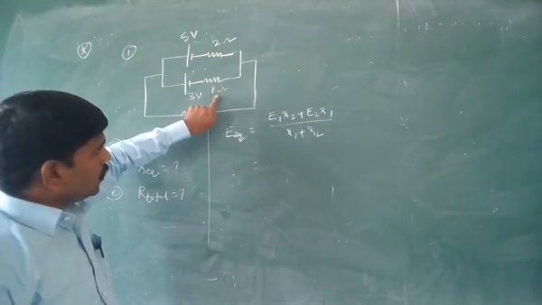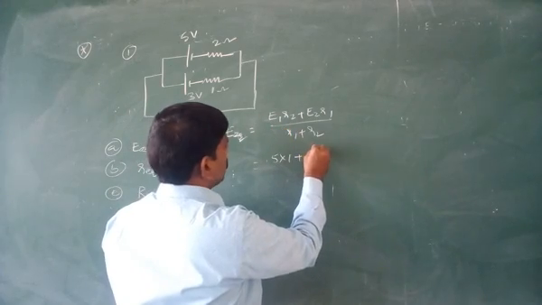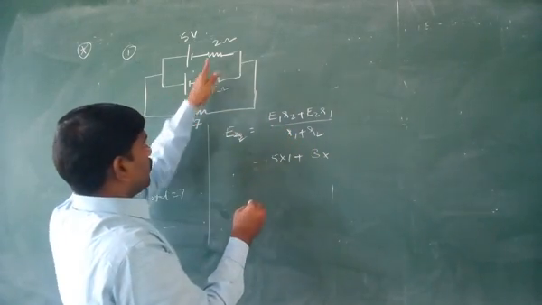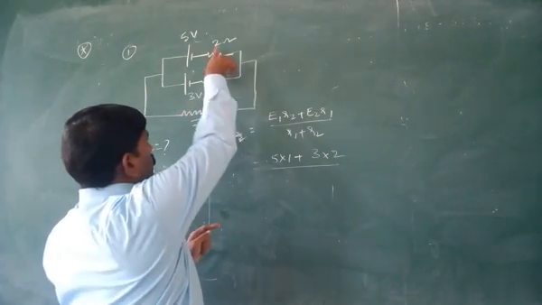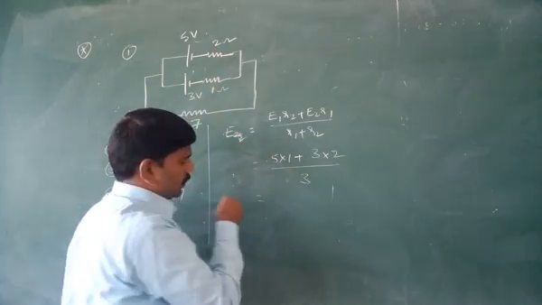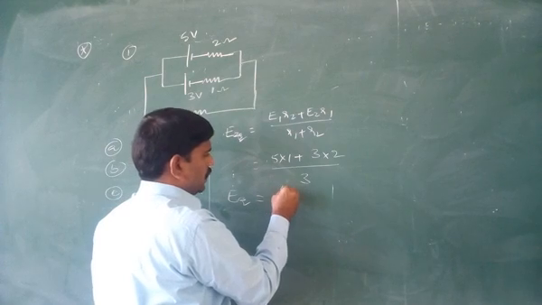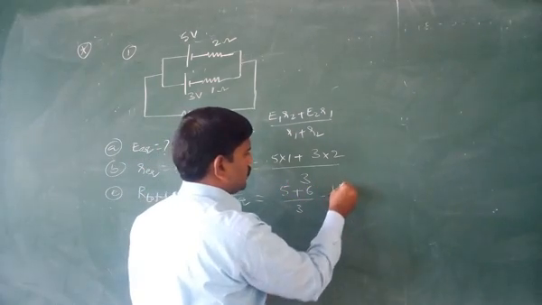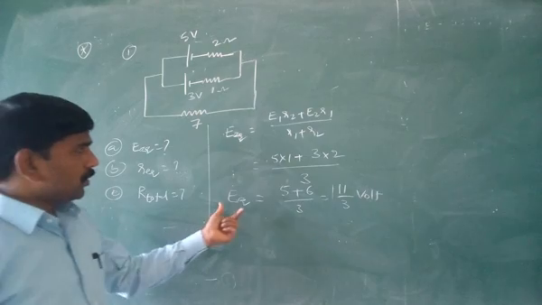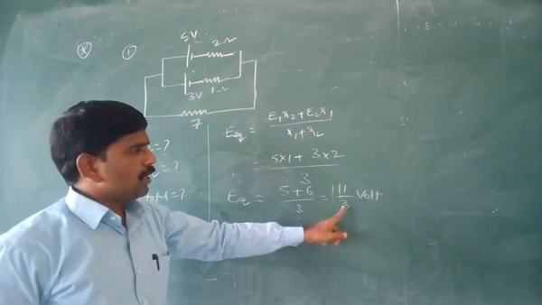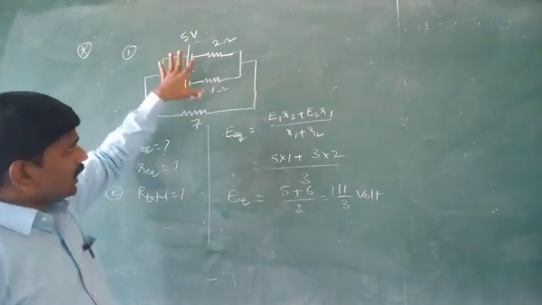E1 is 5 volts, R2 is 1 ohm. So 5 into 1 plus 3 into 2. The voltage is 3 volts, and the internal resistance is 2 ohms, by R1 plus R2, which is 2 plus 1, equal to 3. So E equivalent is equal to (5 plus 6) by 3, that is 11 by 3 volts. So the equivalent EMF in this situation is 11 by 3, which is about 3.8. Okay, so this is the equivalent EMF.